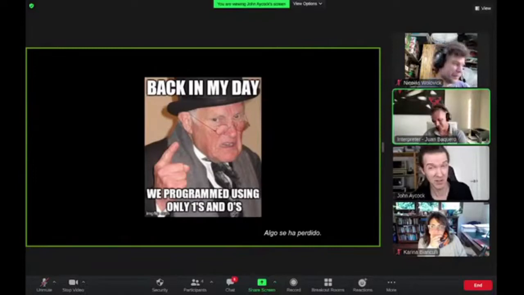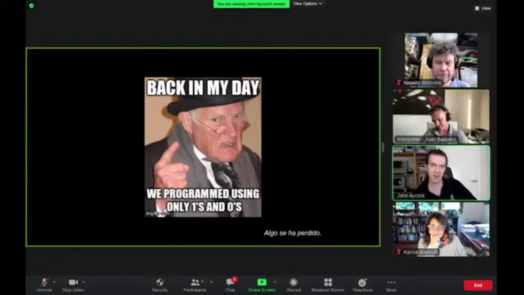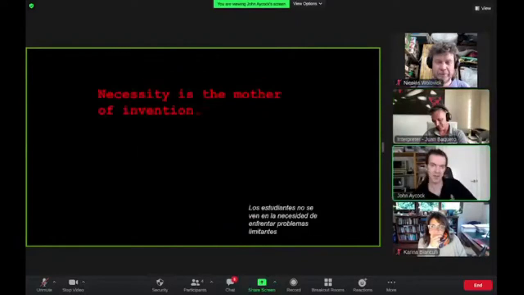And it's very simple to state. In English, there is a saying that necessity is the mother of invention. Students aren't getting exposed to ways of solving these unsolvable problems or challenged to think about problems in this way.